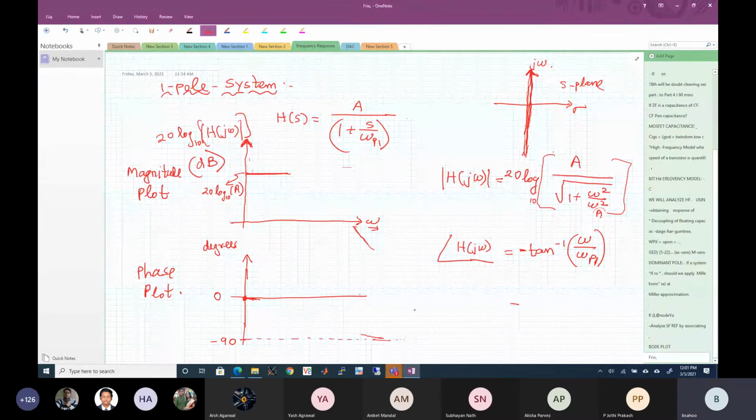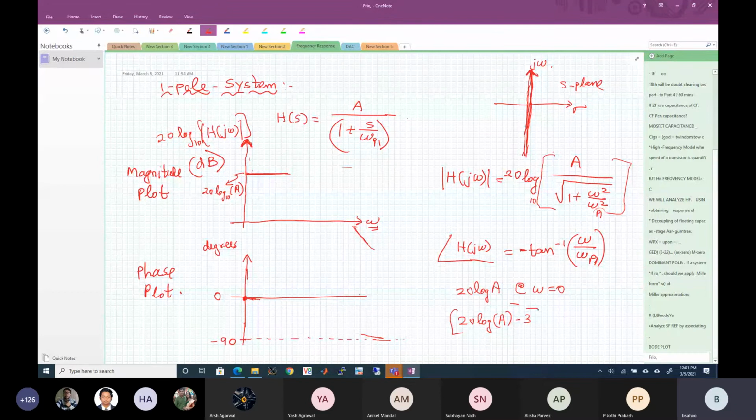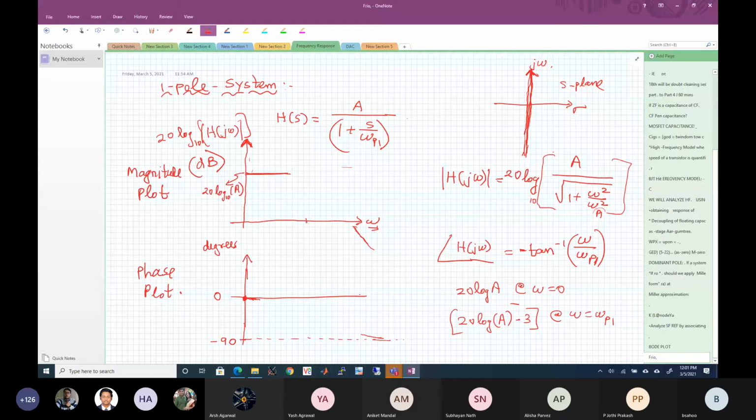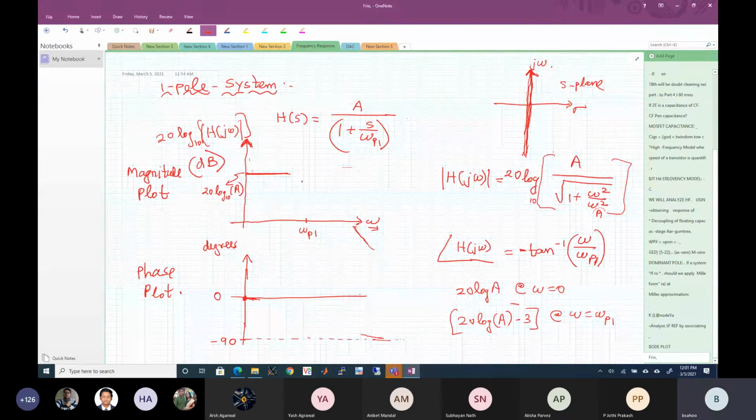I don't know why this is erasing it. So it is going to be 20 log of a at omega equal to 0. It is going to be 20 log of a minus 3 dB at omega equal to omega p1. So that means at omega p1, I will get a magnitude which is 3 dB lower than this. This difference is going to be 3 dB.